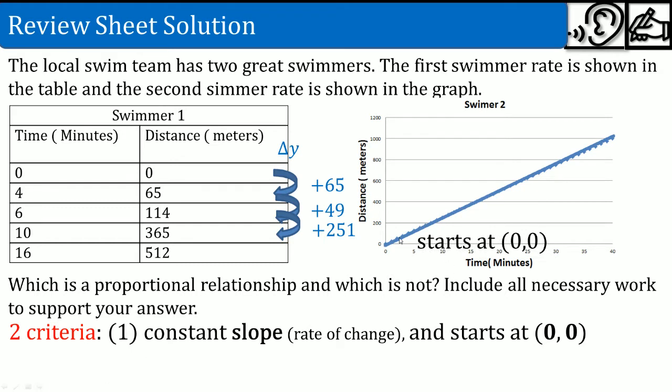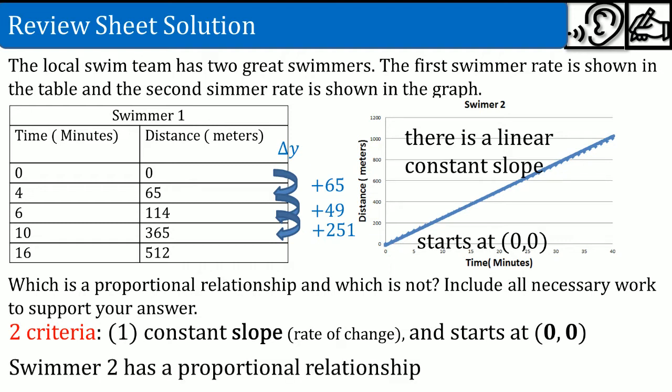Swimmer 2 does start at 0, 0. And because the graph is linear, you would say that it is a constant slope. So you would say that swimmer 2 has a proportional relationship.